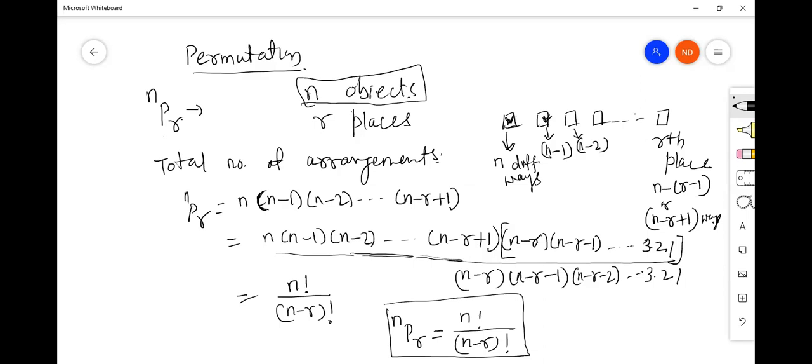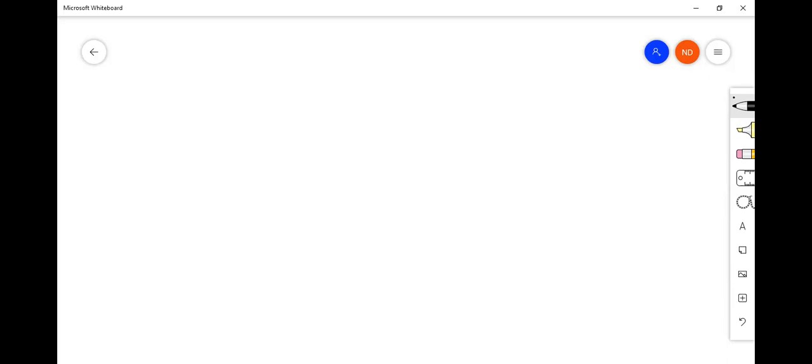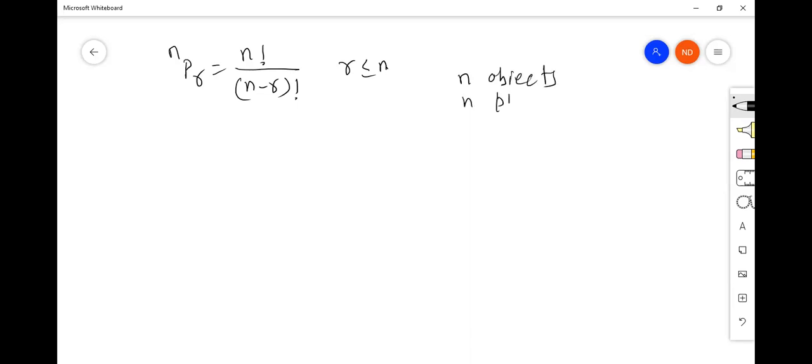Now the next concept. One thing is clear: whenever we take nPr, we are getting n factorial by n minus r factorial, and of course here r is less than or equal to n. Now suppose we have n objects taken all at a time. We have n objects and n places.